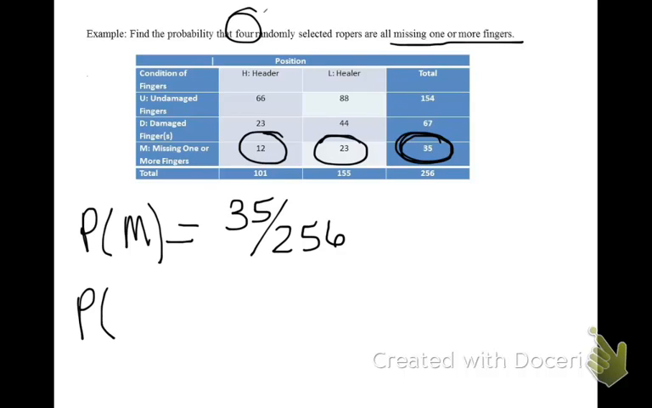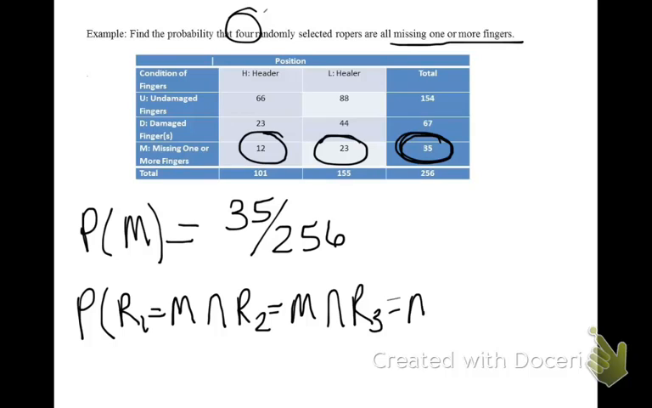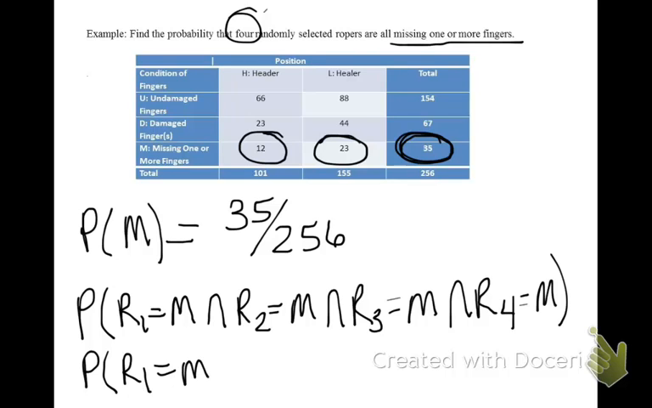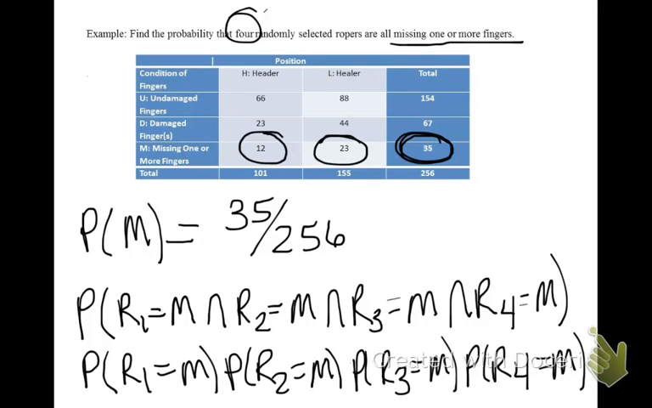So that's the probability that my first roper is missing one or more, and that my second roper and my third roper and my fourth roper. Because these are independent events, we can come in and multiply these probabilities. So everywhere that there used to be an intersection, I've now replaced it with a times. I am multiplying these probabilities.